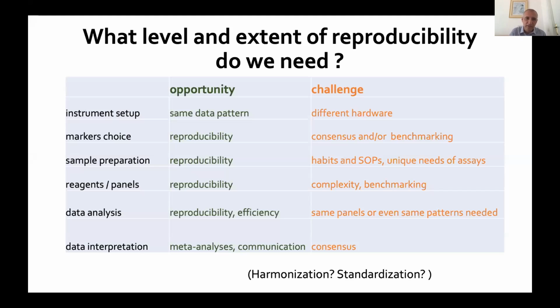It's much easier to develop a computational approach to data analysis that will be comparable. And data interpretation, what I mean here is that if we would be able to call the same cell types the same name, we would really make the communication easier. But again, we need to find consensus.